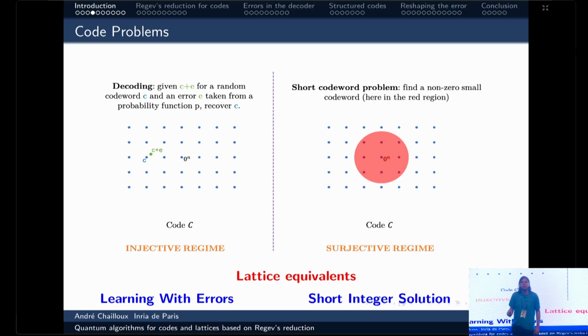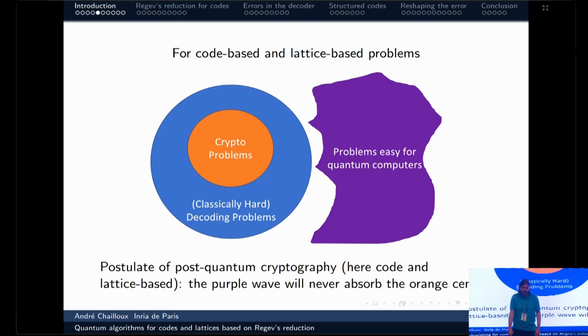As I told you in the beginning, these problems are close cousins to lattice-based problems. If you're more familiar with lattices, you can see the decoding problem as a learning with errors problem, and the short code word problem as a short integer solution problem. There are many variants in both coding and lattices, but basically these are the two big families of computational problems that we want to deal with. For random codes or some structured codes, we believe they're hard for classical computers and hence for quantum computers.